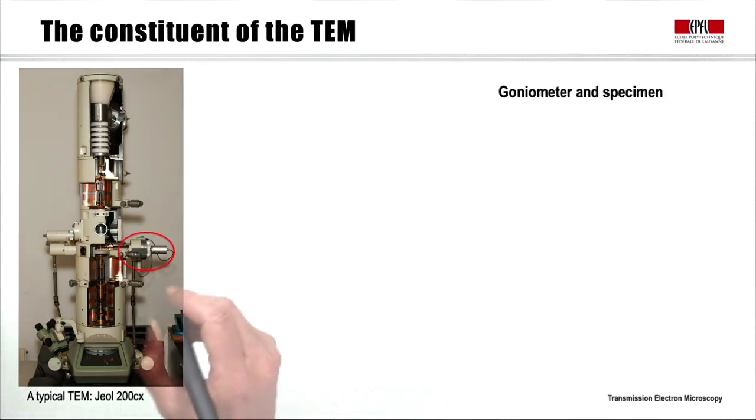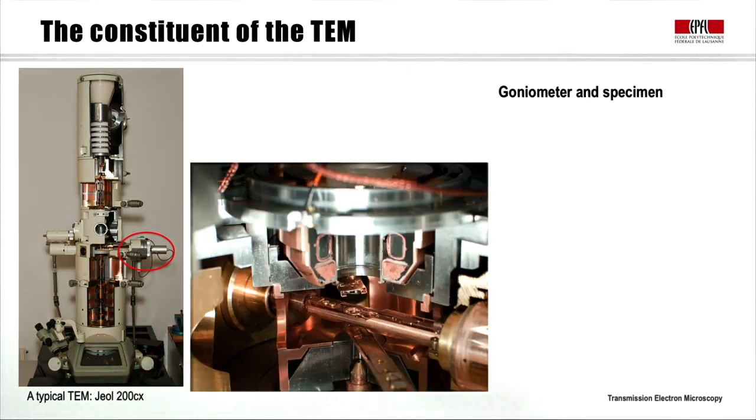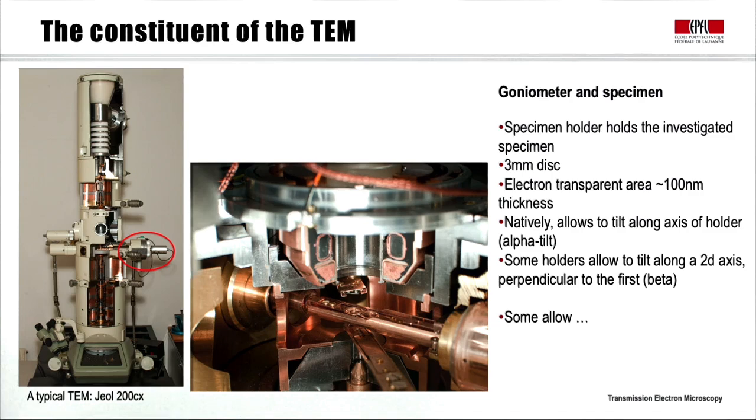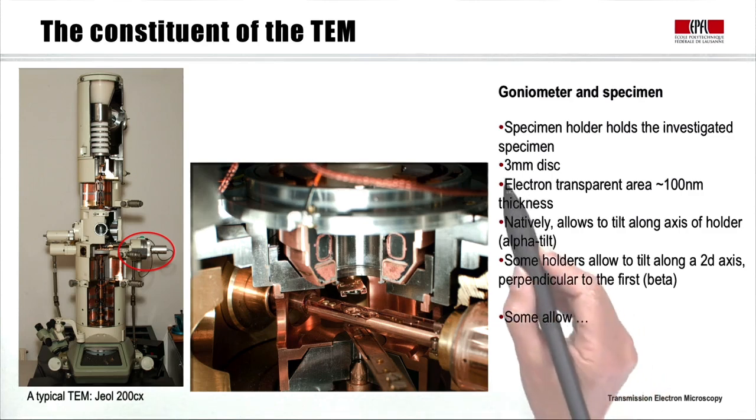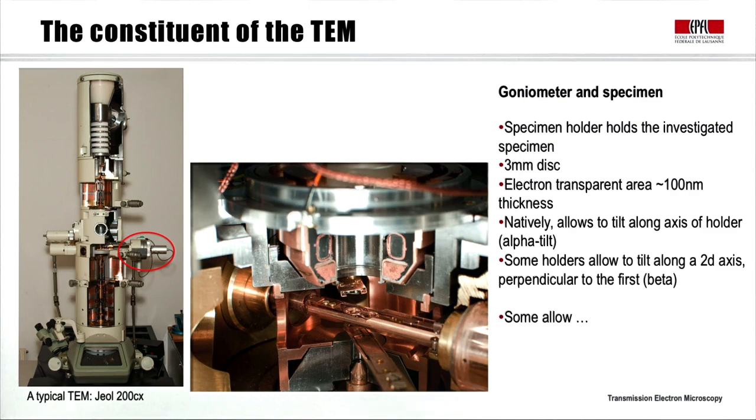And finally, we need to look at something, right? We want a specimen. We want the specimen held at some place. It's held in the goniometer and in a thing called the specimen holder. The specimen we look at in TEM is small, and you will see that it's the specimen holder that enters the beam. The optical axis is down there, and at that point you have the place for the specimen. So the specimen holder will hold the investigated specimen.